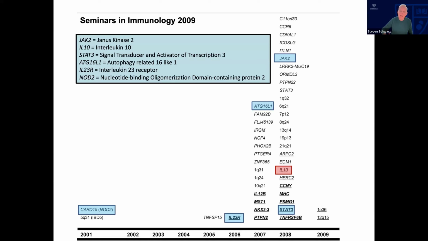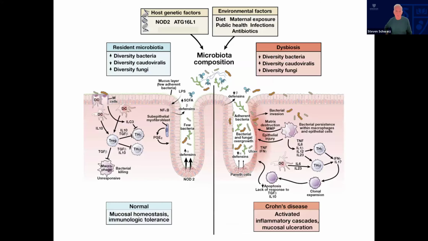And IL-10 is put in red here because it's sort of an outlier. This is the gene that was first described as being predictive of the development of very early onset inflammatory bowel disease. And we'll have more to say about that later. But here is just some, these are not all of the genes that have been associated, but these are the primary ones. And again, only the ones that are highlighted will be the ones that we'll talk about today.